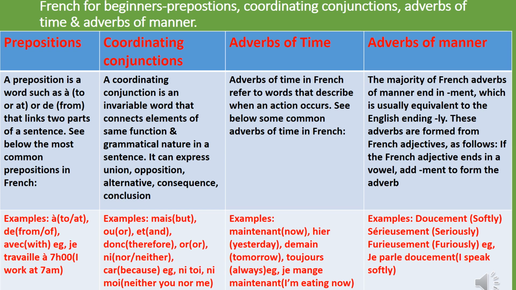So it can express union, opposition, alternative, consequence, conclusion, etc. So some of the examples that are in red there, let's try to go a bit faster. Some of the examples is mais, M-A-I-S, which is but, O-U with no accent on top.